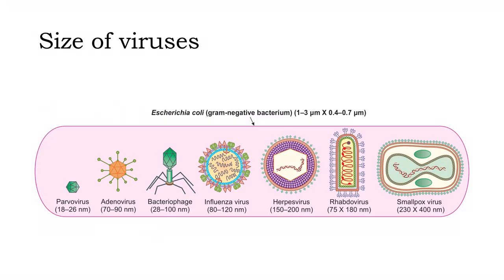Now, the size varies from a very small virus, which is the parvovirus, 18 to 26 nanometers, to the biggest virus, around 200 to 400 nanometers, which is the pox virus.